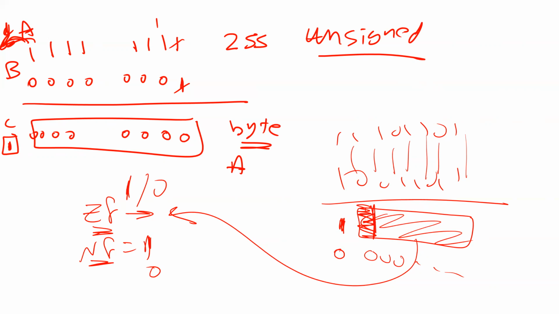I'm going to make it easy. You just copy the most significant bit and put it here. So if the most significant bit is 1, the negative flag should be 1. If the most significant bit is 0, this one is 0. Is that okay?